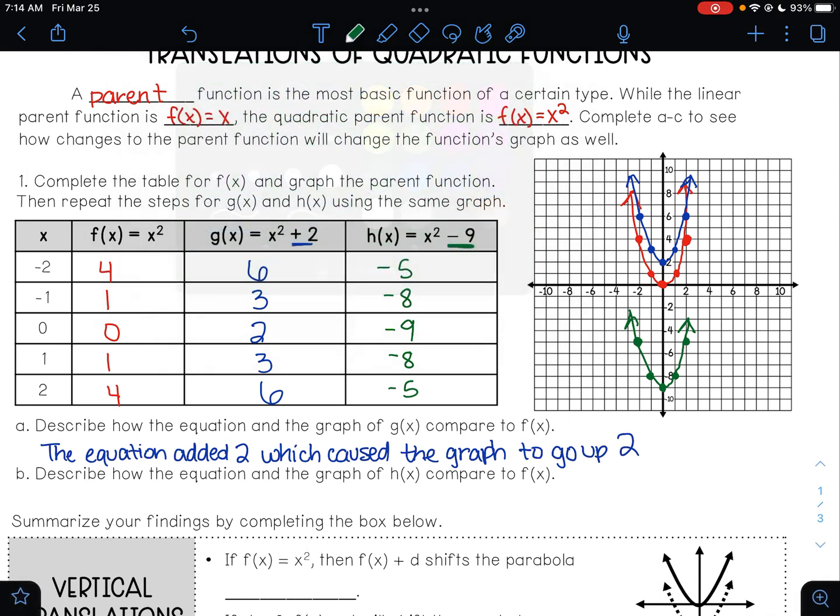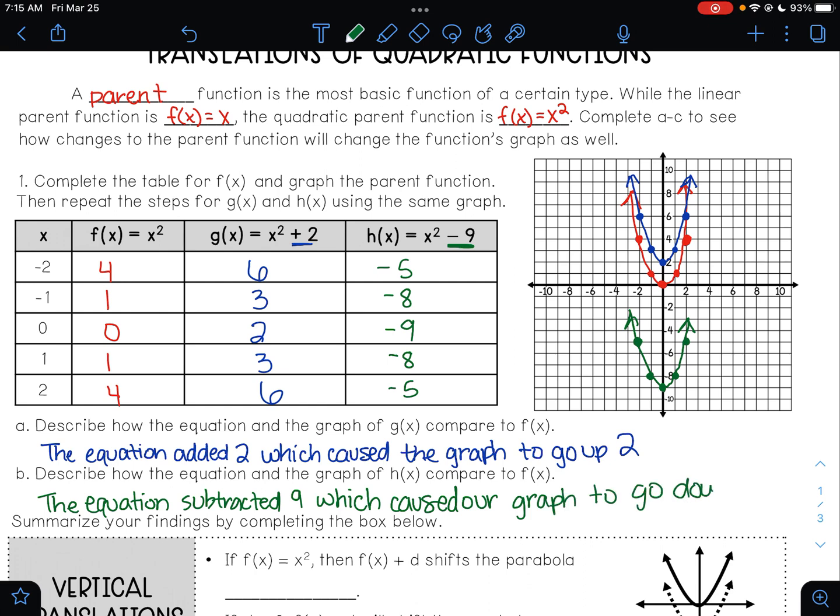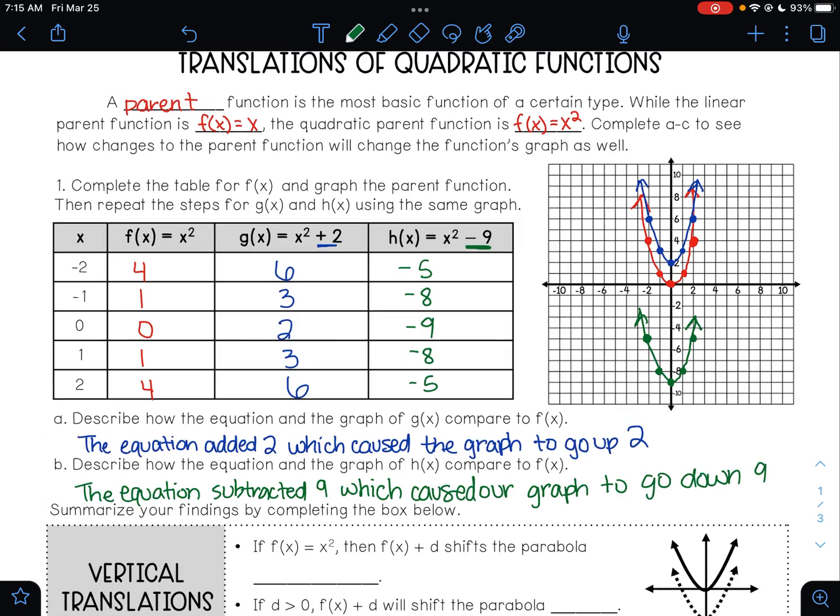Okay, and then we're going to go on to B. Describe how the equation in the graph of h of x compares to f of x. Well, the equation subtracted 9, which caused our graph to go down 9. Now notice, I didn't say go down -9. The down part satisfies that negative. So that's why I'm not saying -9. Okay, the down is the negative.